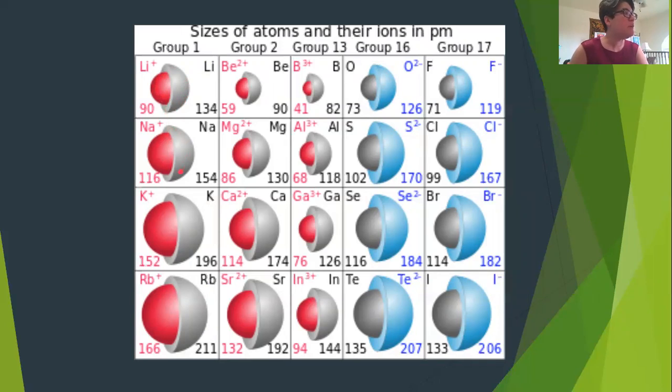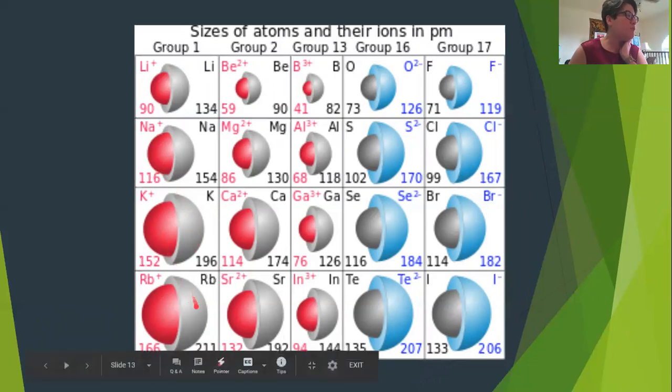Here's sodium. This is normal neutral sodium. This is the stuff that blows up in water. It's a soft metal. You cut it like butter. We did that in class. And then when you lose that outer electron, it's going to be smaller. So here's the size difference. And then you see the same thing with potassium and with rubidium.